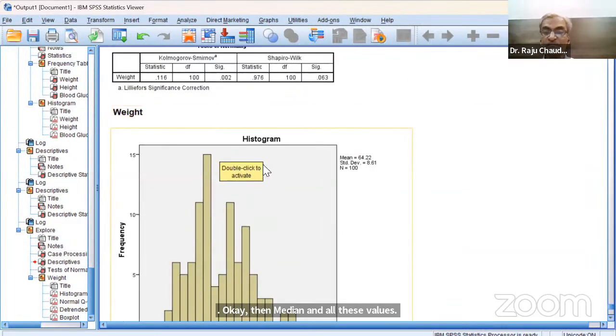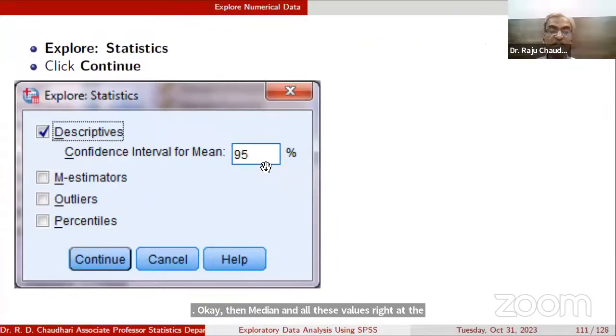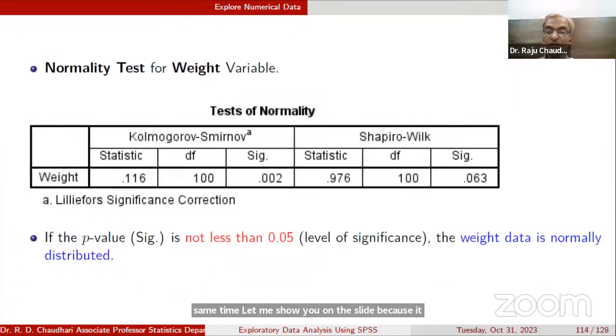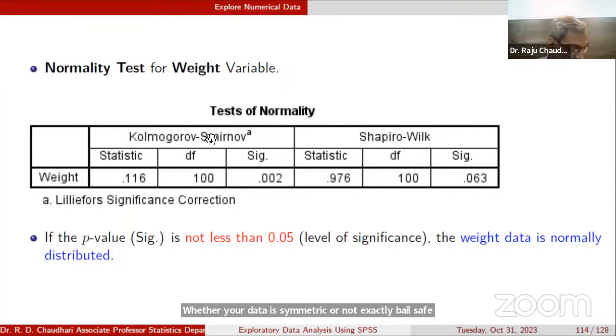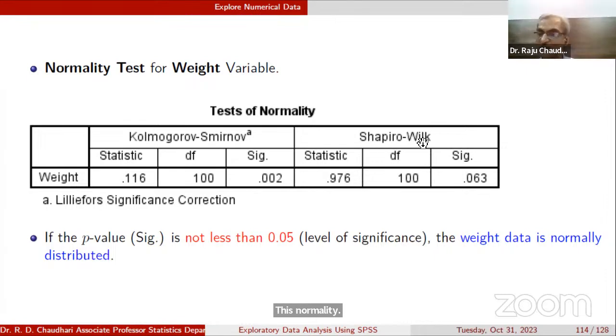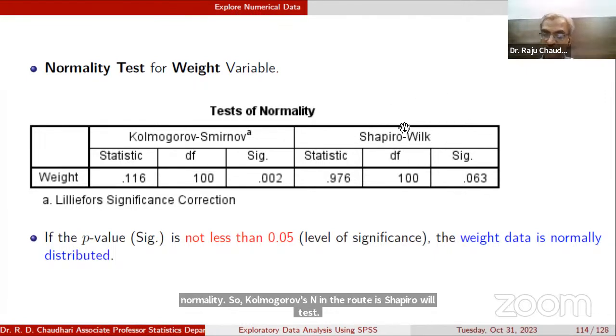At the same time, let me show you on the slide because it is slightly bigger. Okay, look at this. So, normality test for weight variable. There are two tests for normality. One is the Kolmogorov-Smirnov test, right? Normality means whether your data is symmetric or not, exactly bell-shaped or not, or approximately symmetric or not. That can be tested with the help of this normality test. So Kolmogorov-Smirnov test, Shapiro-Wilk test. Basically, we prefer the Shapiro-Wilk test, right?